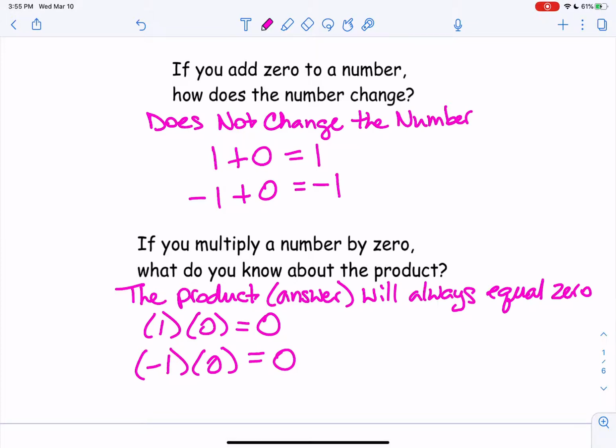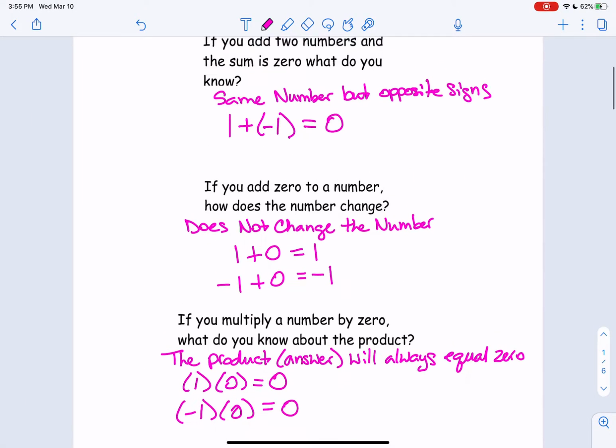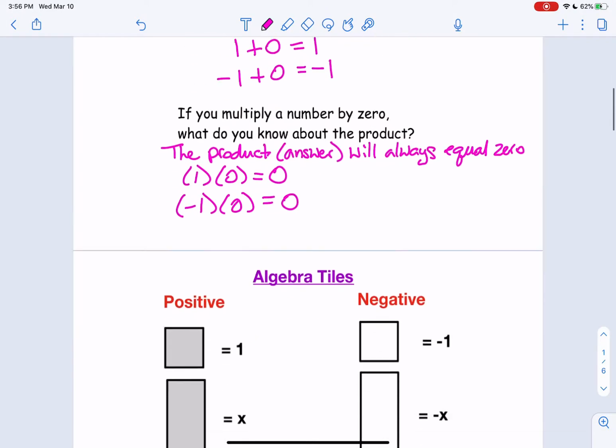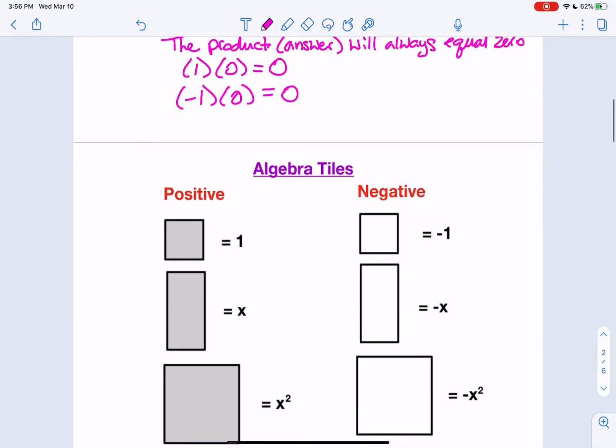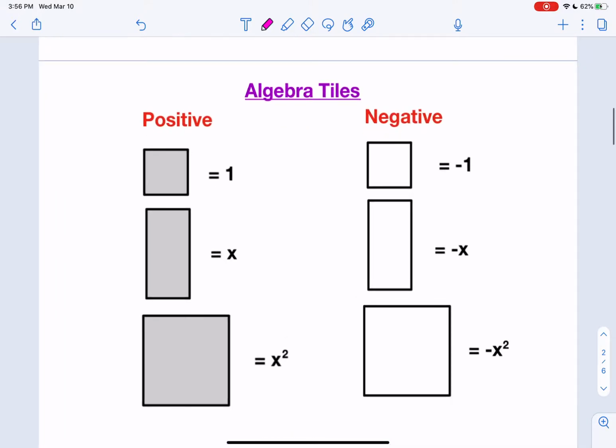Now you might be wondering, why are we going over these special properties of the number 0? Well, that's because today we're going to be combining like terms that have negatives, and we're going to be doing this by finding 0 pairs. Now, before we begin, let's take a look at our algebra tiles.